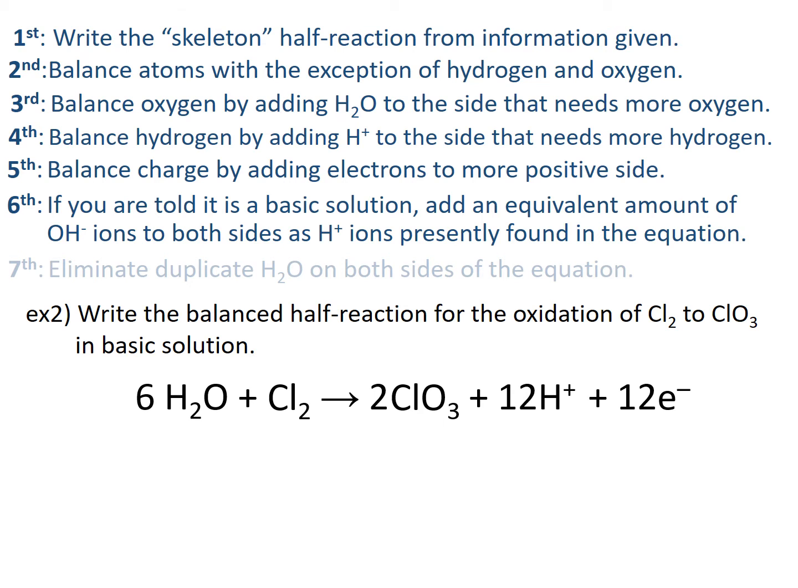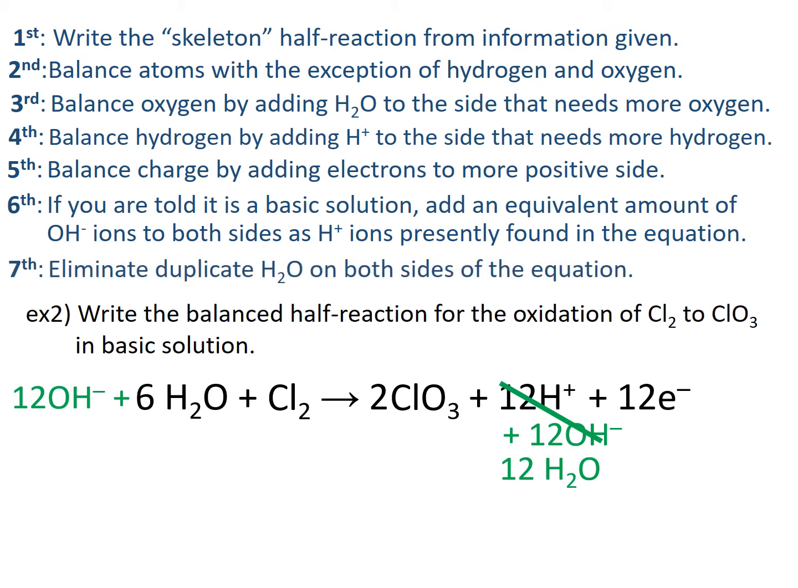Now this equation is balanced, so whatever I do to one side, I do to the other. So since I have 12 H pluses, I will add 12 OH minuses to either side, and 12 H pluses and 12 OH minuses will make 12 waters, because an H plus and an OH minus come together to make water. And that will bring us to our final step, eliminate duplicate water molecules on both sides of the equation.